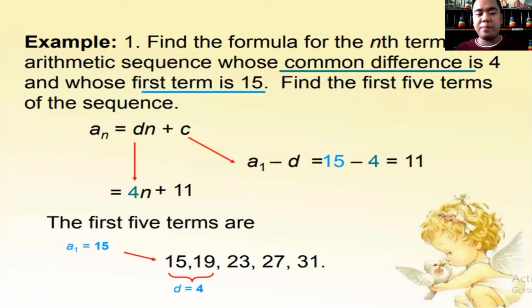Okay, another example. Find the formula for the nth term of an arithmetic sequence whose common difference is 4 and whose first term is 15, and give the first 5 terms.